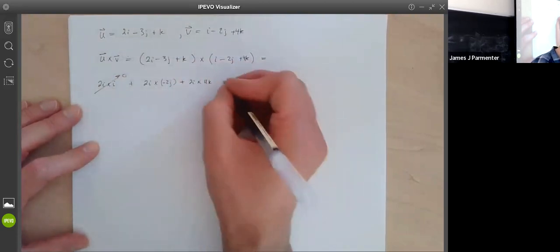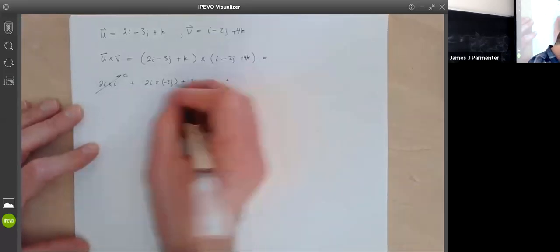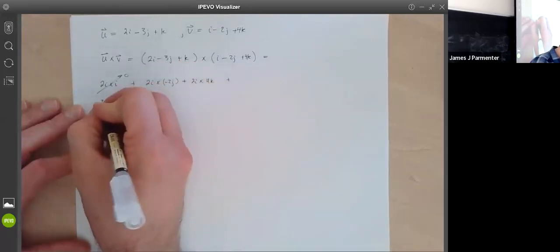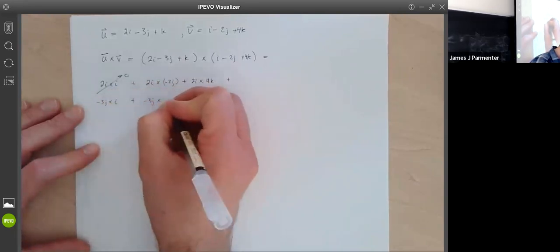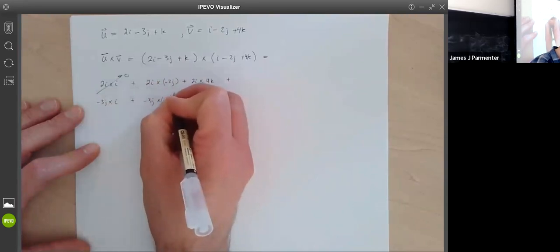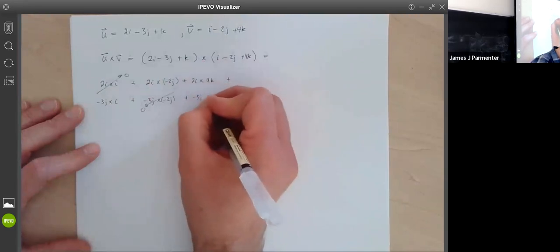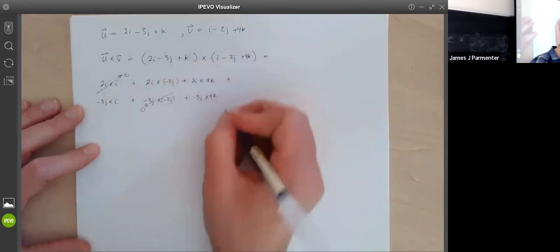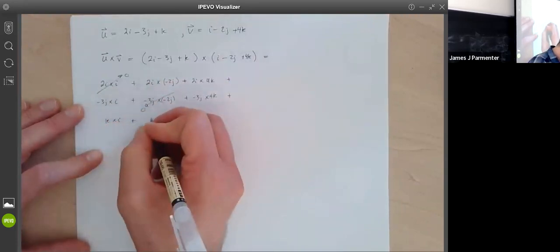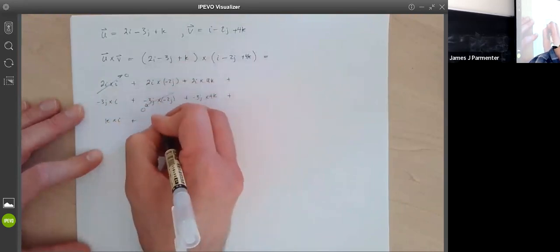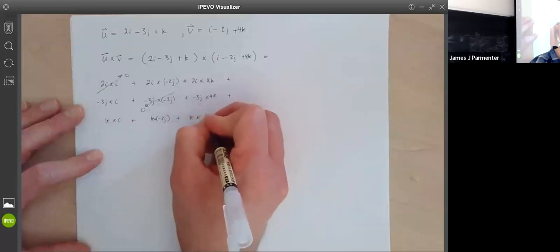And then, let's keep going. So let's do this piece by piece. I'm going to get negative 3j cross i plus negative 3j cross negative 2j, which we know is going to be 0. And then negative 3j cross 4k. Plus, finally the k one: k cross i plus k cross negative 2j. Oops, you need the cross there. Plus k cross 4k, which again is going to be 0.